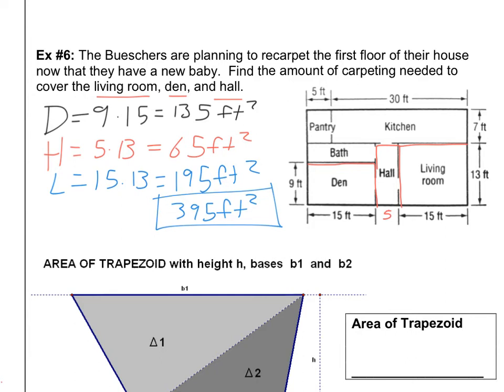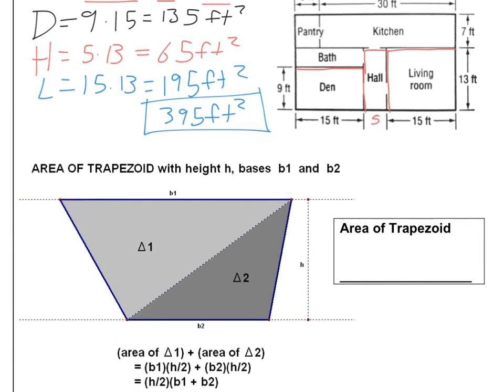Let's go on to talk about trapezoids now. All right, so here's the deal with trapezoids. Trapezoids, just like parallelograms, are really just the area of two triangles put together. The only thing here is they're not the same triangle. They're not congruent. But they both have the same height. See this height here? That's the height of this triangle, and it's also the height of this triangle. So they have the same height.